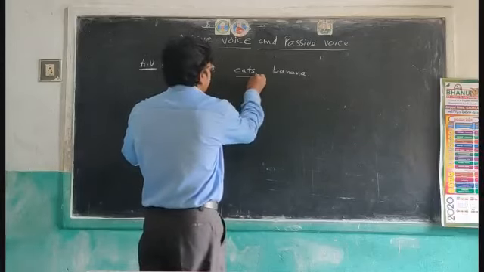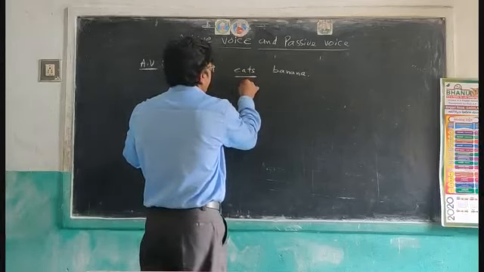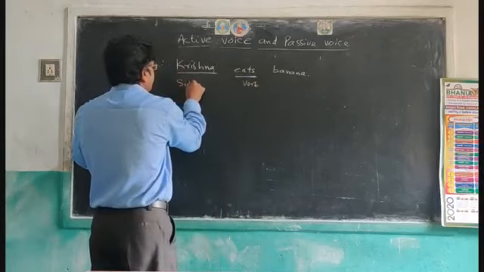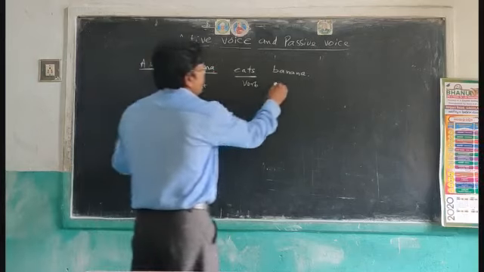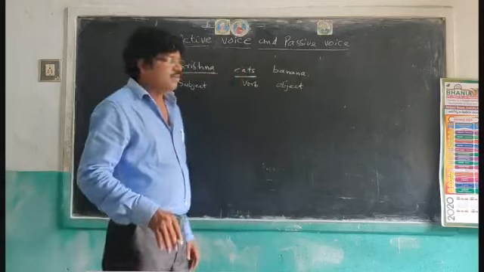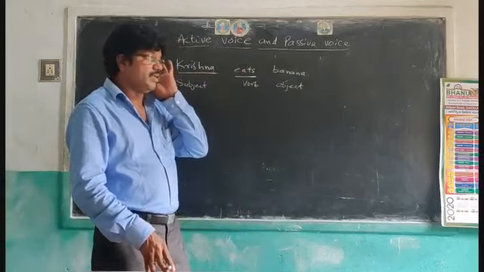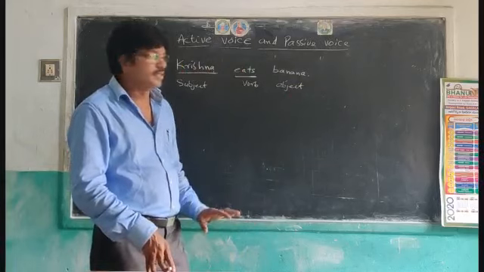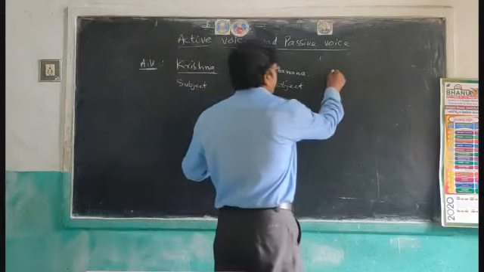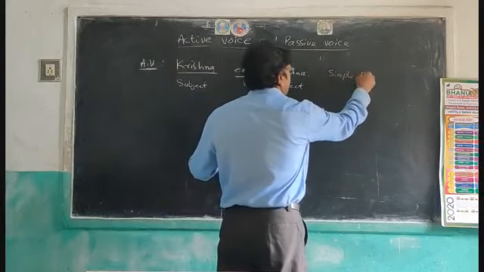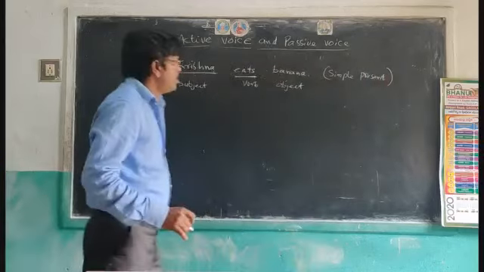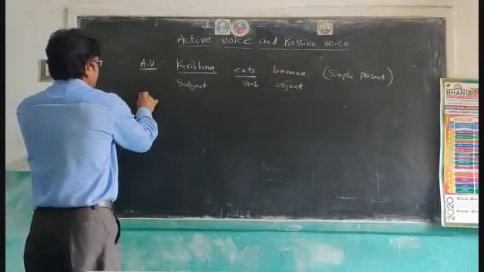Eats is in the present form. Verb. This is Krishna, the subject. Banana, the object. First observe the verb. It is in the V1 form, the simple present tense form. So this is simple present tense.